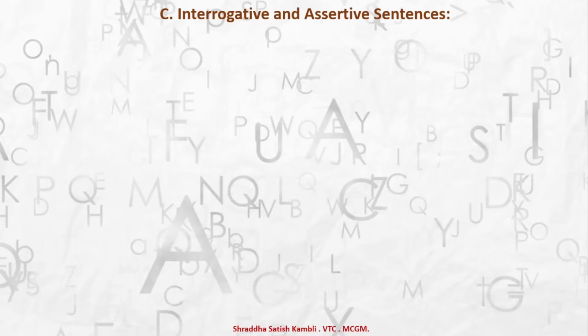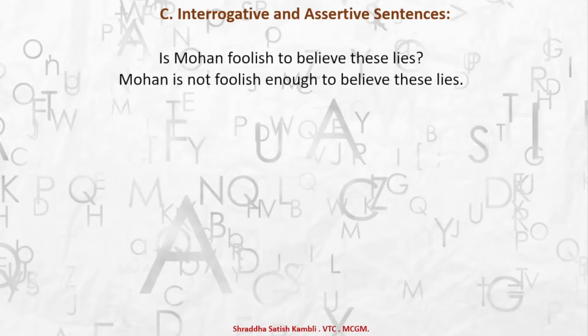So a sentence is interrogative, you make it assertive. A sentence is assertive, you make it interrogative. How? Is Mohan foolish to believe these lies? So when I'm saying this itself, it means that I know that Mohan is not foolish to believe these lies. Is Mohan foolish to believe these lies? Mohan is not foolish to believe these lies.